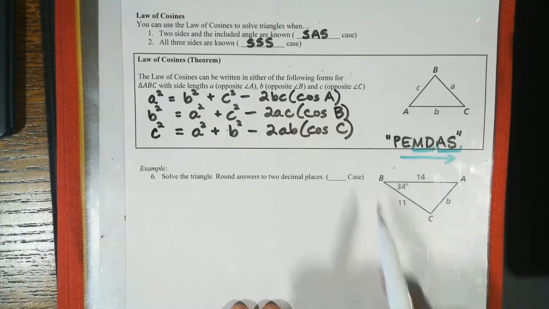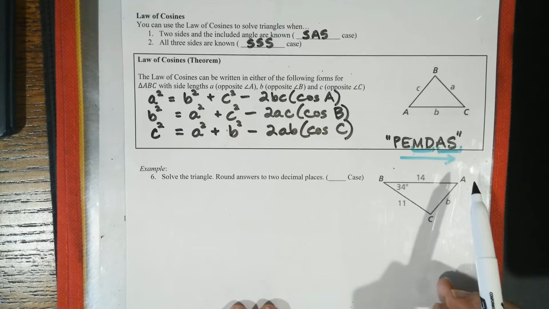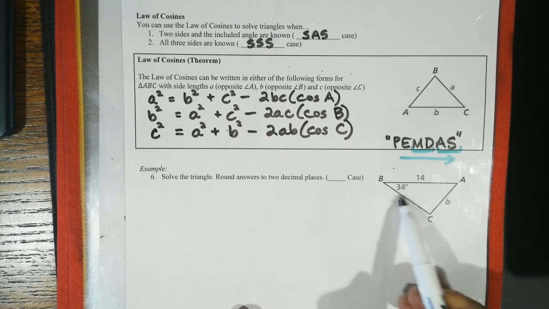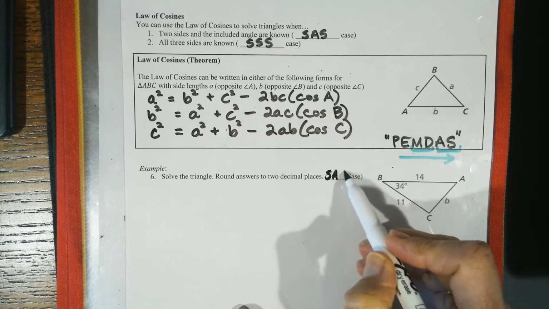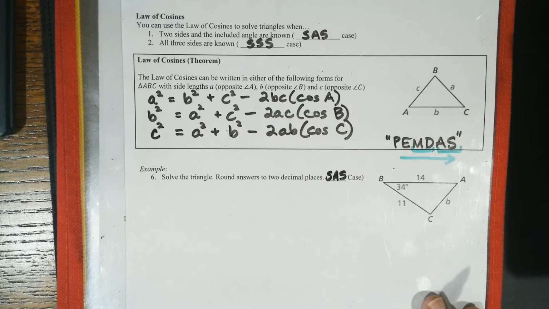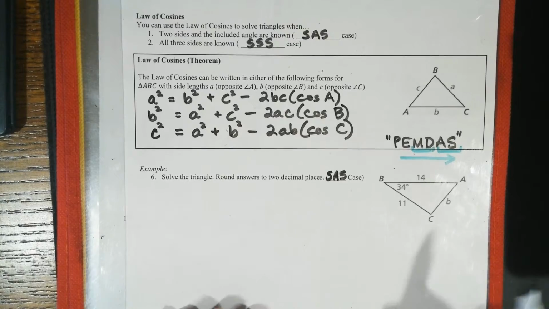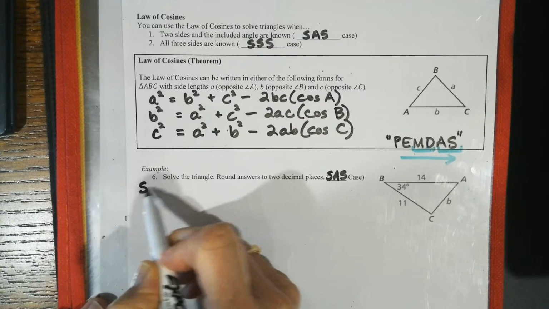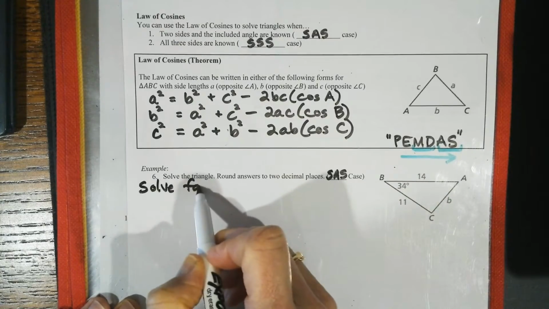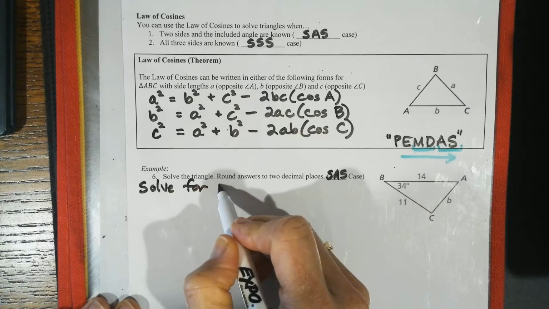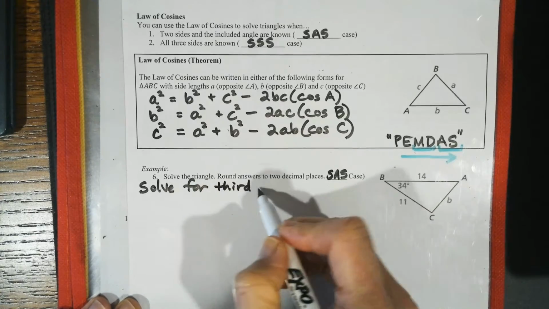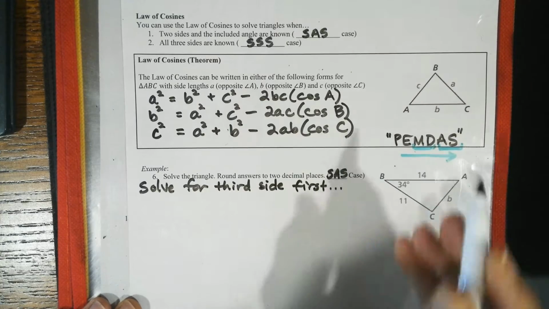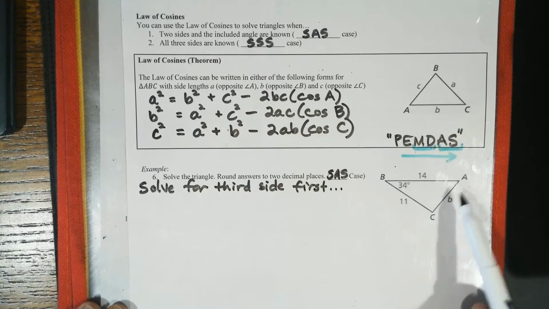So the first thing we're going to do is solve this triangle. Remember, solving means you have to find all the angles and all the sides. So this has two sides with the included angle. This is our SAS case. And the first thing I'm going to do is solve for b first. So I'm going to just write down what I'm doing. Solve for the third side first, which means I'm going to solve for b.